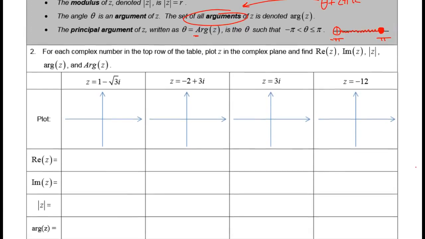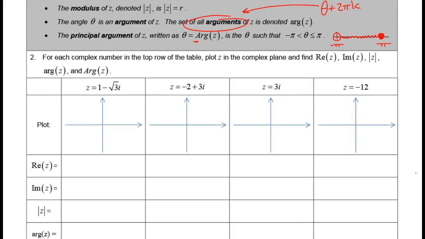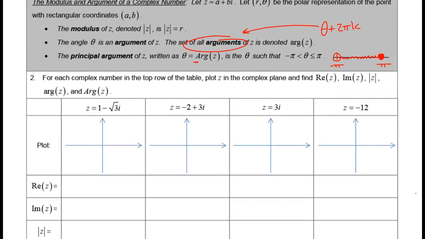Example 2 says, for each complex number in the top row of the table, plot z in the complex plane and find the real component of z, imaginary component of z, modulus of z, argument of z, and Arg of z, the principal argument of z. Okay, so I'm going to go through this first one in great detail and let you try the others on your own as I zip through them.